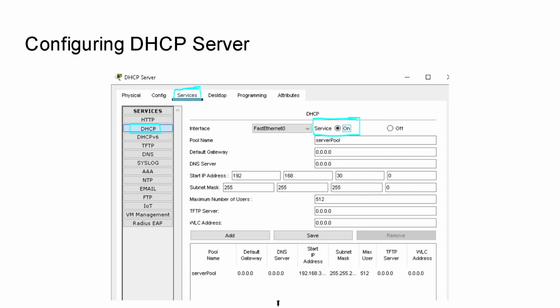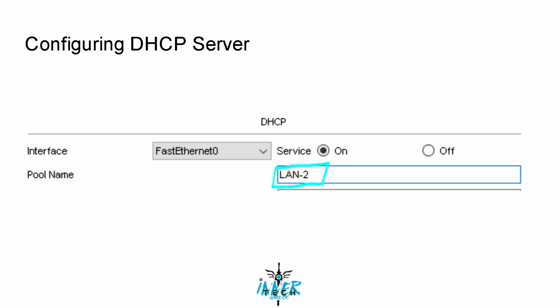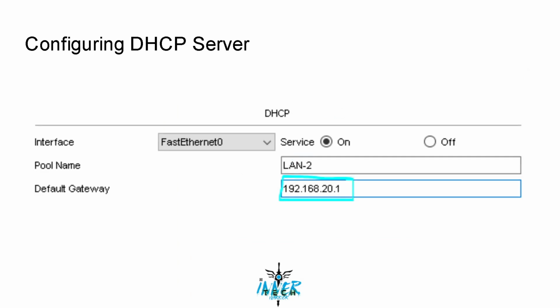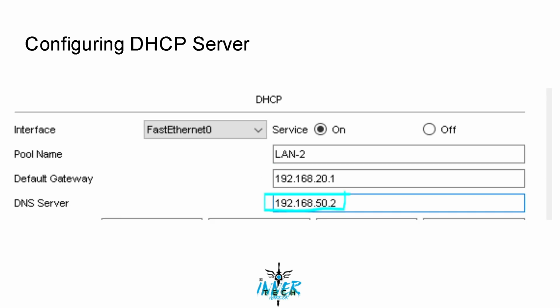On the DHCP server, we have to turn on the DHCP service, set up the pool name, then the default gateway, which for the 192.168.20.0/24 network is 192.168.20.1.